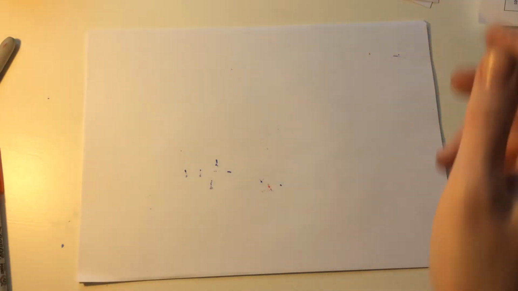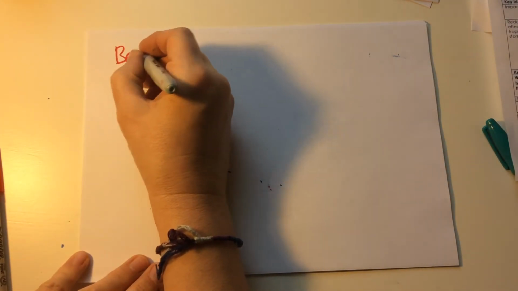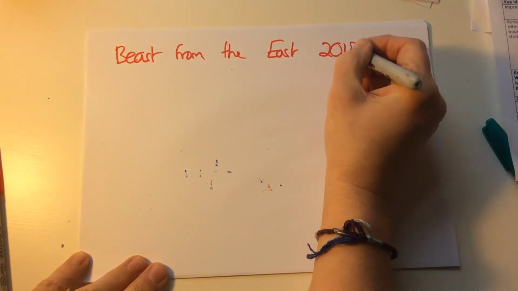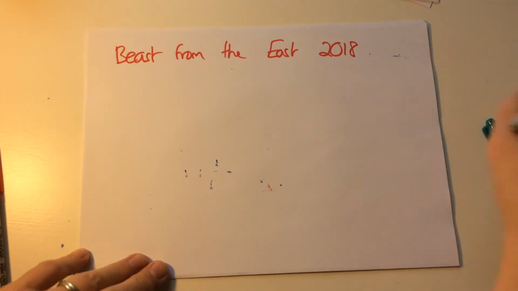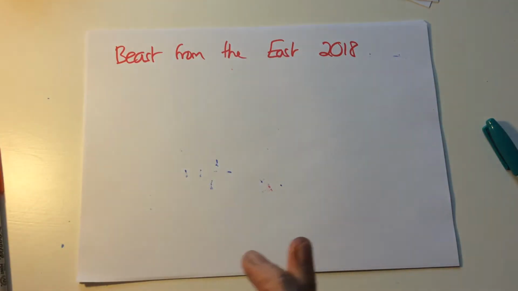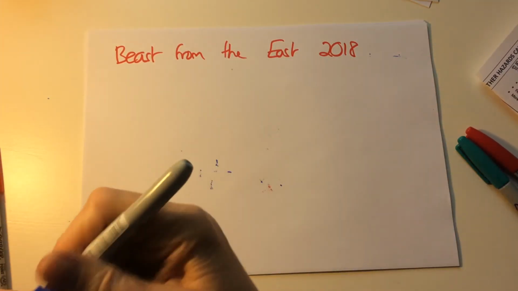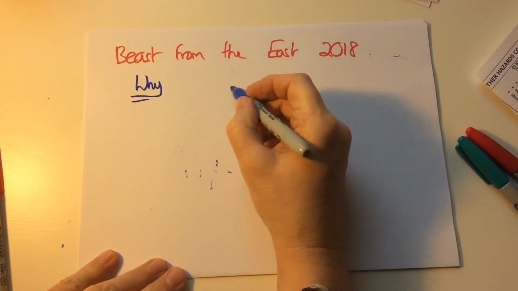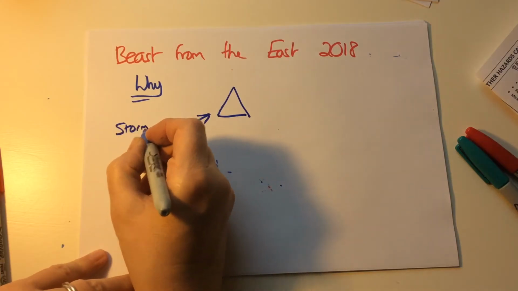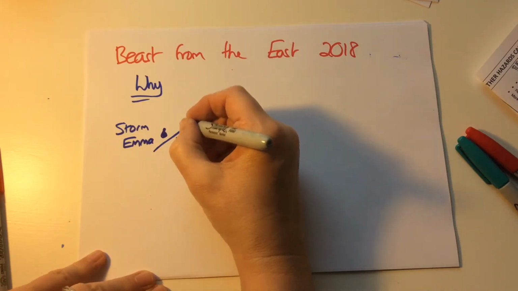Okay, so we're going to look at our case study. Our case study was the Beast from the East, 2018. The Beast from the East in 2018 had a really big impact on the UK, and you will remember it because it was a time when the schools shut. Now, why? Let's have a look at the whys and wherefores. So the why, in this case, again, I'm going to draw a picture of the UK here. Storm Emma was approaching across the Atlantic, carrying with it huge amounts of moisture.